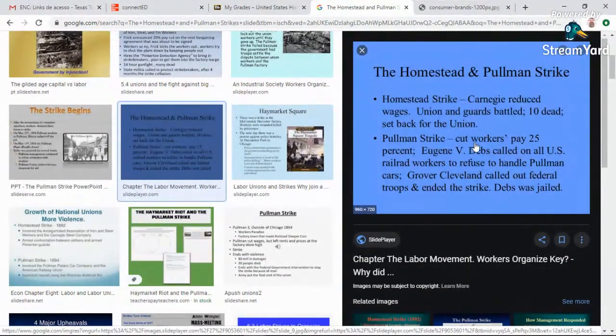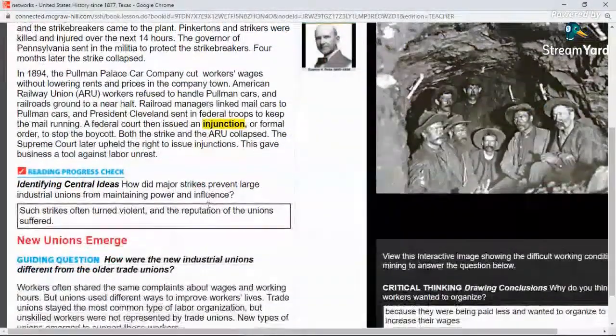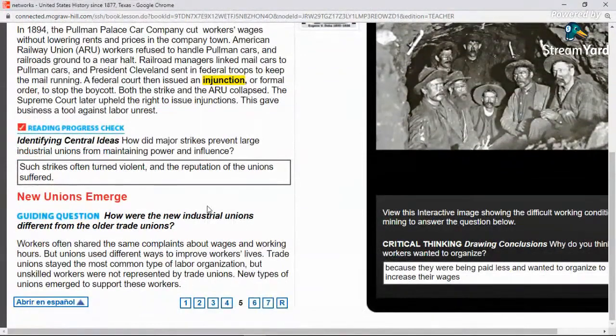Pullman strike. Cut workers' pay 25%. Eugene V. Debs called on all U.S. railroad workers to refuse to handle Pullman cars. Grover Cleveland called out federal troops and ended the strike. Debs was jailed. So again, bad news for the unions because it made them look like crazy people.